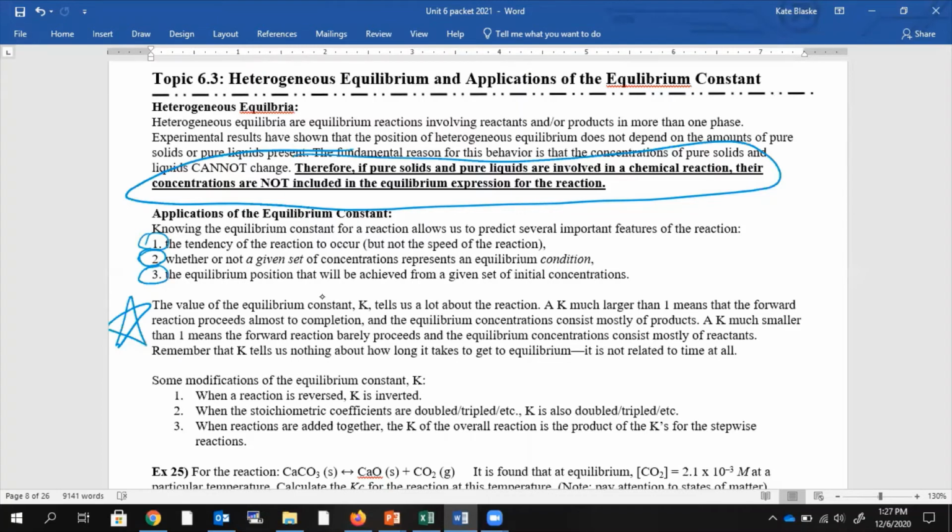A K smaller than 1 means that the forward reaction is not occurring very often, so we are creating much fewer products and maintaining much more of our reactants. Very rarely do we get a K of exactly 1. It's possible, but it's not special in any particular way. Because again, we have squares and cubes and exponents in there, so it doesn't necessarily mean anything specific about that particular reaction.